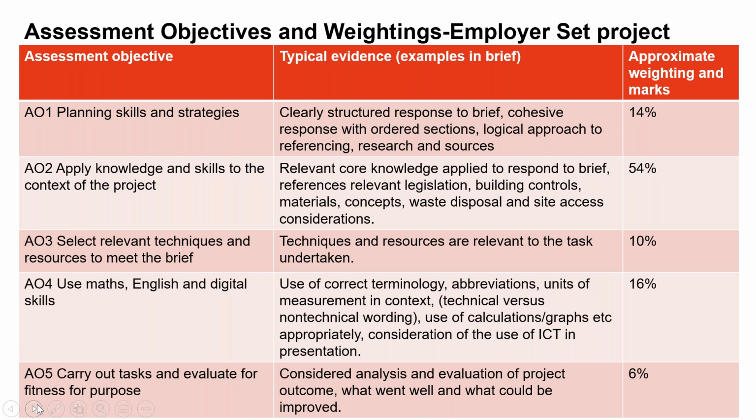It's just giving you an overview here of the assessment objectives and the typical evidence that we're going to be producing for this. You can see, I think, on assessment objective 2, it has the highest weighting for applying knowledge and skills. Now that's an Ofqual requirement, and Ofqual have set all of the assessment objectives, and they have made a decision that AO2 has to have over 50% of the marks allocated to application of knowledge and skills.